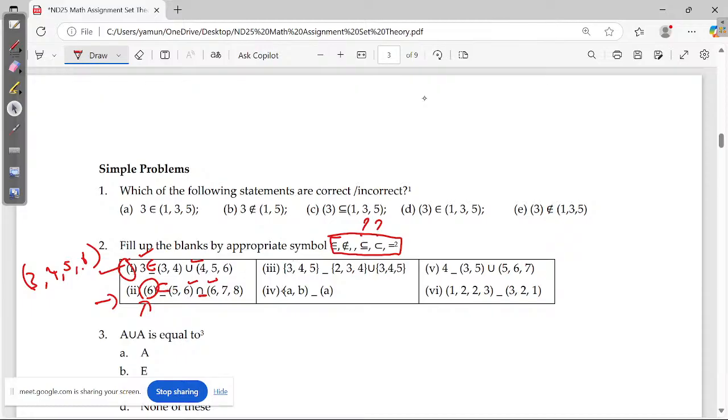Okay. Third one, {3, 4, 5}. Sorry, {2, 3, 4, 5}. So obviously this contains only 2, 3, 4, 5 alone, and we are talking about {3, 4, 5}. Yes, it's a proper subset. Fourth one, yeah. Yes, please tell me this one.